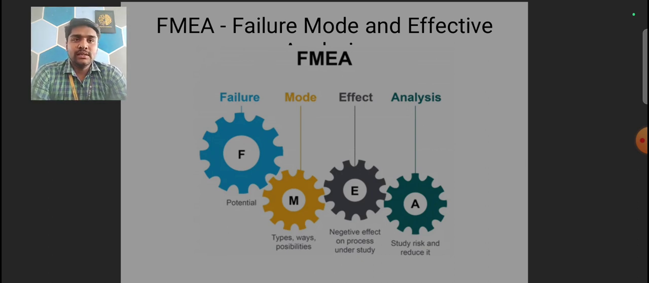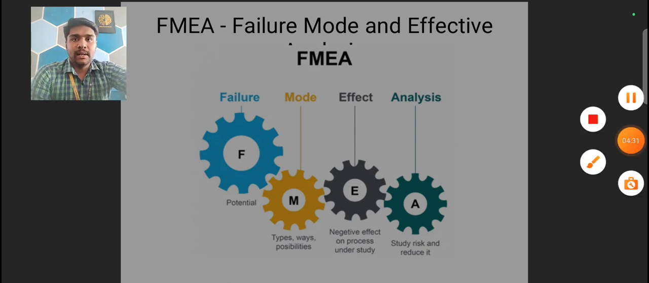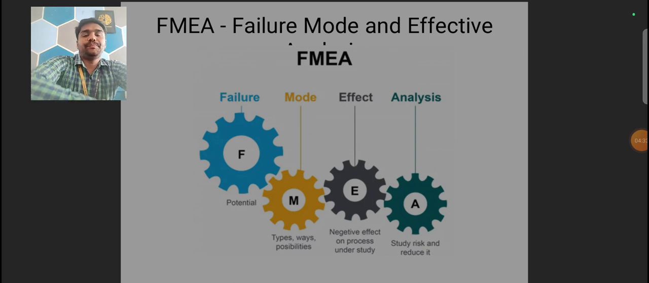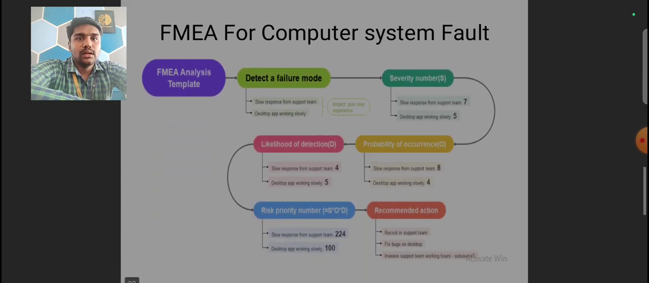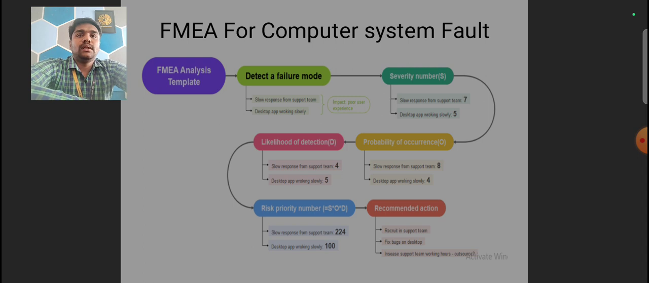This is the main tool of TQM, commercially applied in every company and every sector in the manufacturing industry and also in the production sector. A best example of FMEA is a computer system fault. Detecting the failure mode through which the server has a certain problem, we have to give a severity number: how severe the problem is.